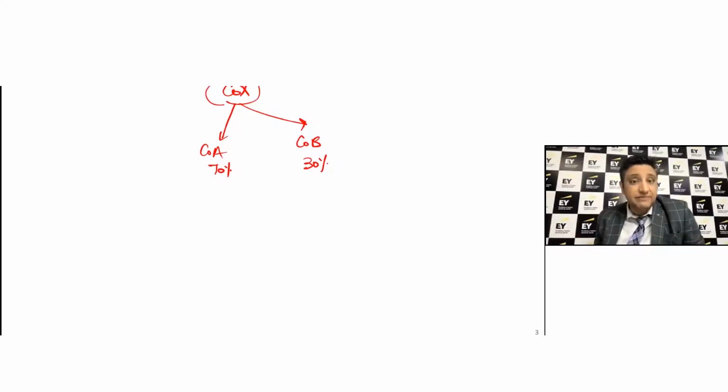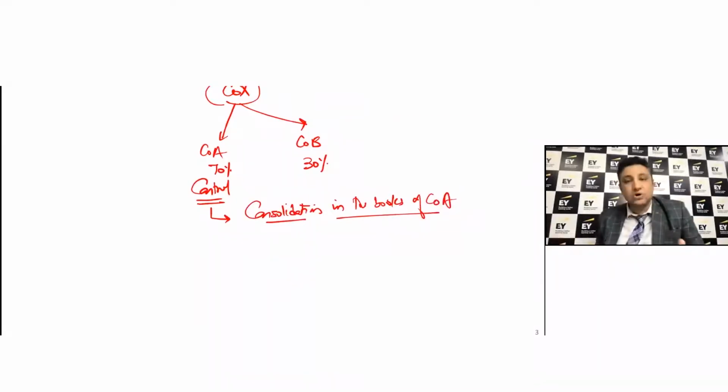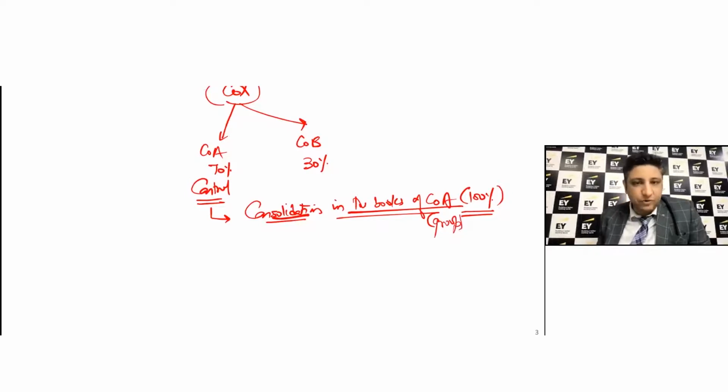Now what would that signify? That would mean that there is presumed to be control with company A, which means that company A will consolidate the entire business of company X. So there's 100% consolidation of company X's business. All the assets and liabilities will be consolidated in the books of company A from the group's perspective, just to highlight that more precisely. But how about company B now?